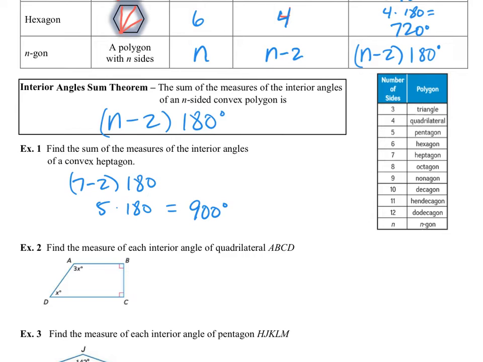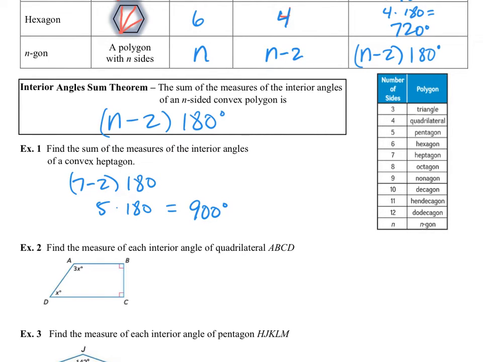Okay, let's take a look at another example. This one says, find the measure of each interior angle of quadrilateral ABCD. Okay, so this quadrilateral has 4 sides. Notice we already know half of our answer. It says find the measure of each interior angle. Well, 2 of those angles are right, so we already know that the measure of angle B is 90 and the measure of angle C is 90.